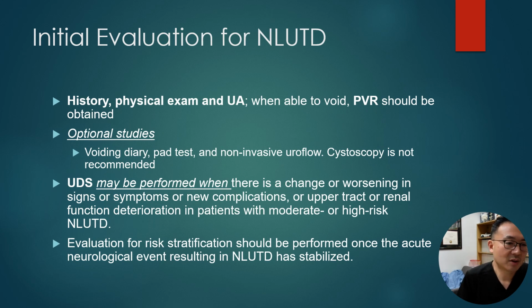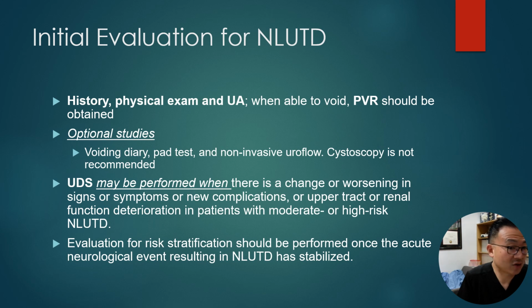The initial evaluation for neurologic disease includes a history and physical and UA when they're able to void, and we should always obtain a post-void residual. Optional studies include voiding diary, pad testing, and non-invasive uroflow. Cystoscopy is not routinely recommended. Urodynamics may be performed when there is a change or worsening in signs and symptoms or new complications, or upper tract renal function deterioration in patients with moderate or high risk neurogenic lower urinary tract dysfunction.